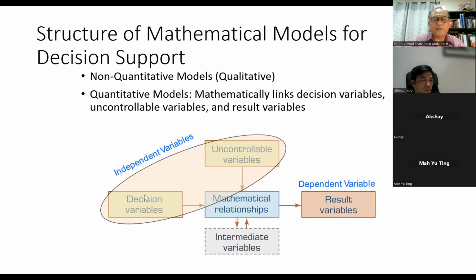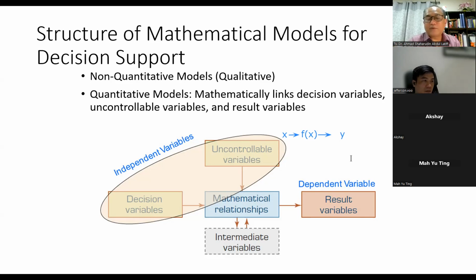So when we have decision variables, we include uncontrollable variables, and we will develop a formula. This formula is called a mathematical relationship. The result of this formula, we will get, say, from X, the result Y, which is the result variable.